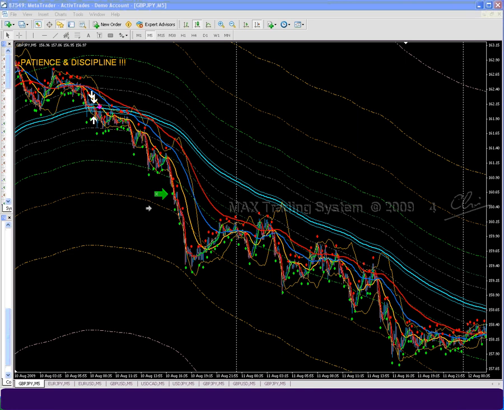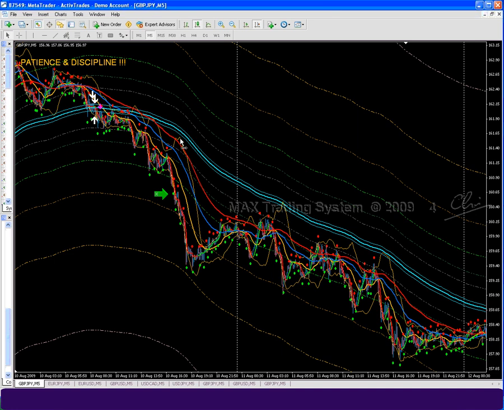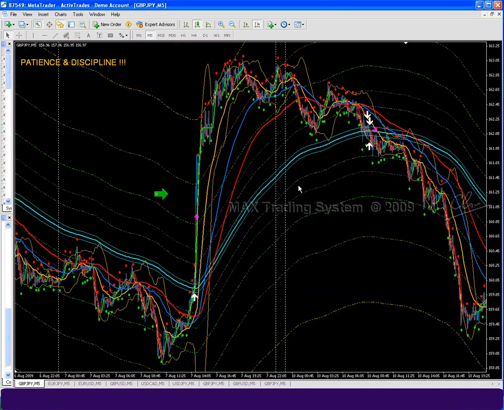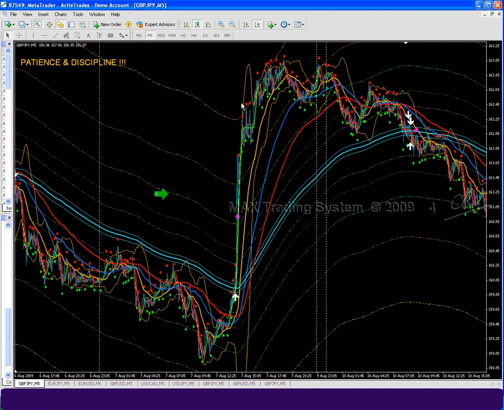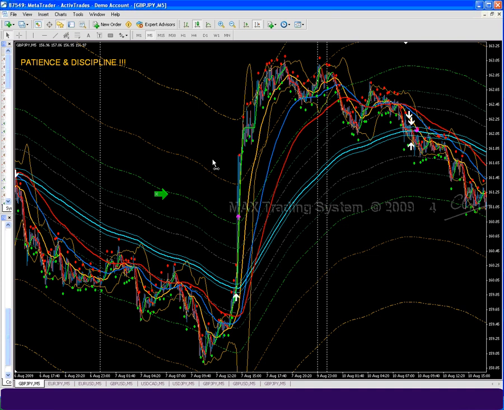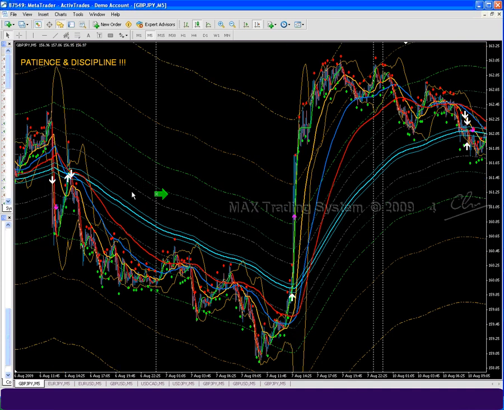Let's try to find some examples. I have to take my normal pointer. You see here, we also had an important news, and see where the price exhausted, just on a Tiger tunnel. You see? Here is an example.